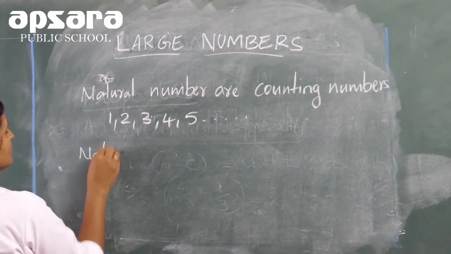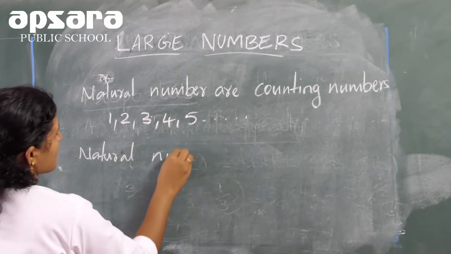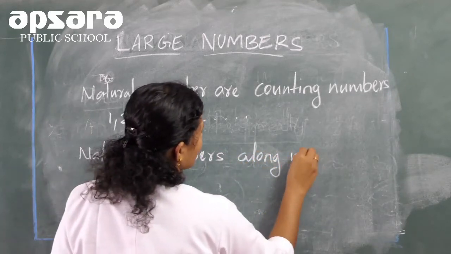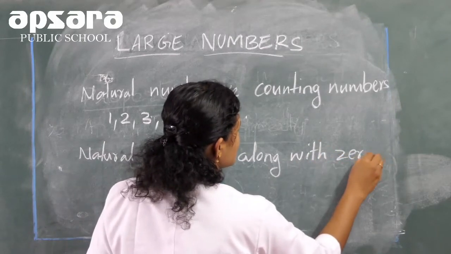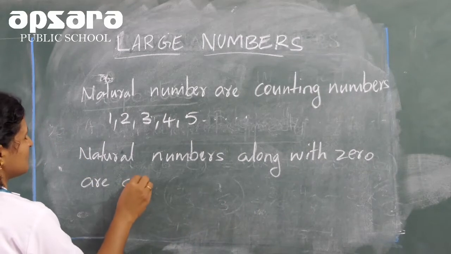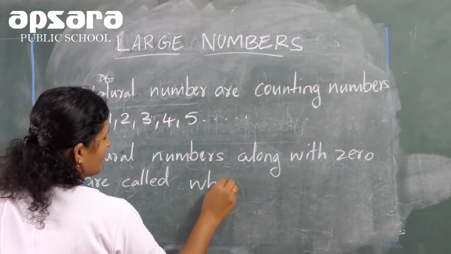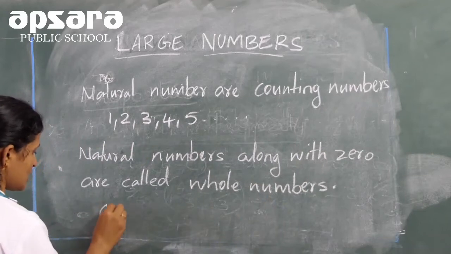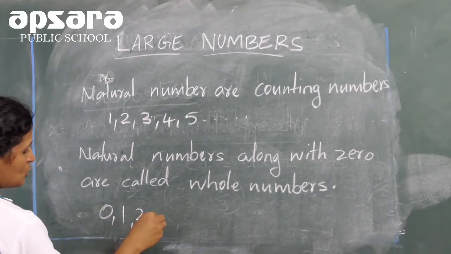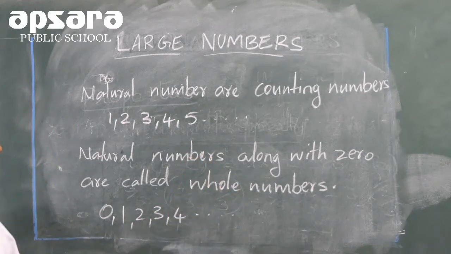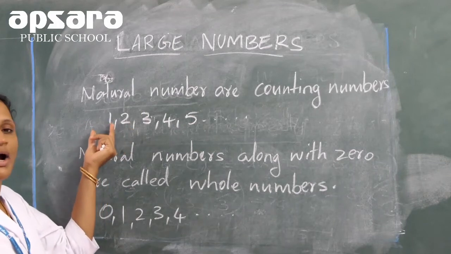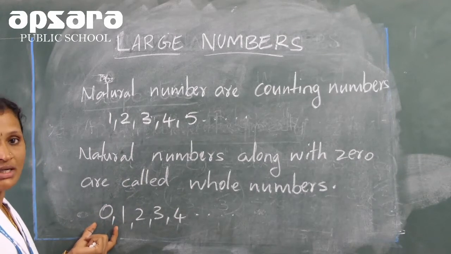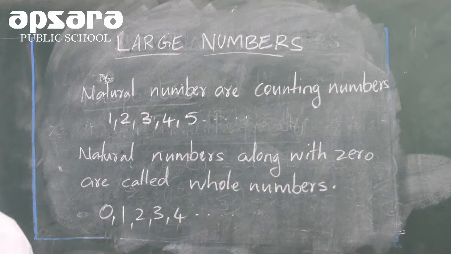Natural numbers along with 0 are called whole numbers. So whole numbers start from 0, 1, 2, 3, 4, etc. Look here. 1 is the smallest natural number. Now what about 0? 0 is the smallest whole number. Okay. Now let us move on to the next step.